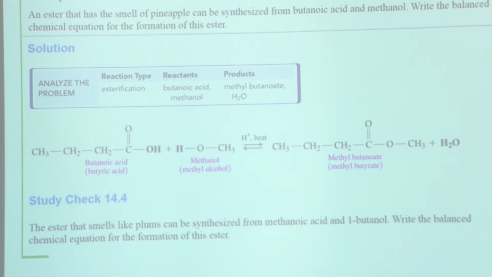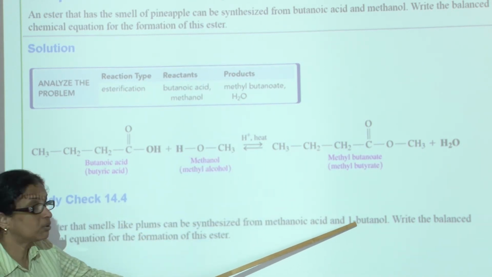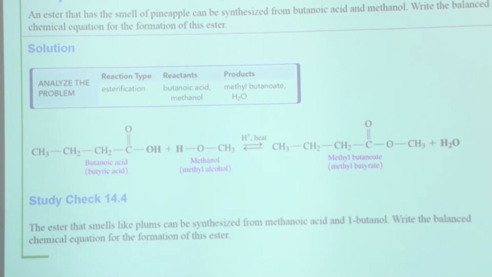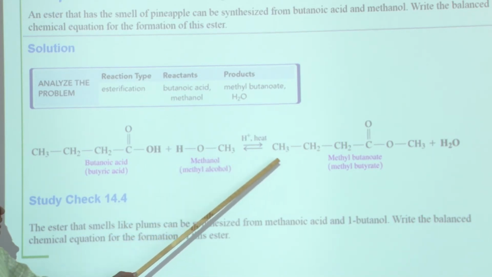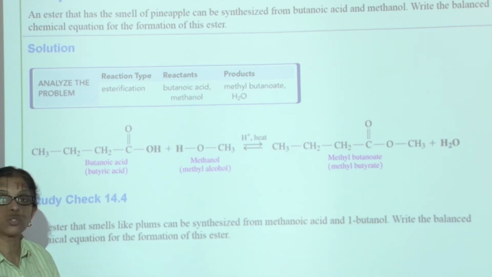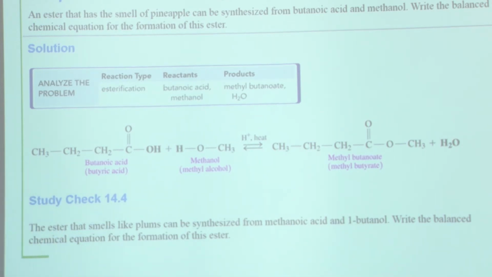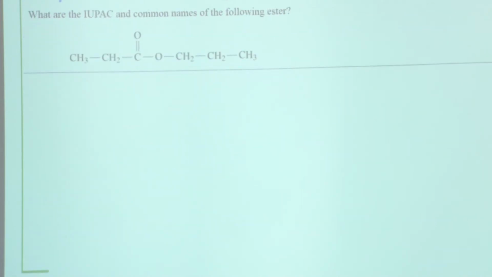So methyl, again, methyl butanoate, it will be butyl, right? You are taking the name of the alcohol. So butyl methanoate. Here, butanoic acid is the butanoate. So methanoic acid will be methanoate. Here, the alcohol is the alkyl group. So 1-butanol. So butyl methanoate will be your ester that smells like plums. So setting up the molecular formula first and taking away a water molecule.